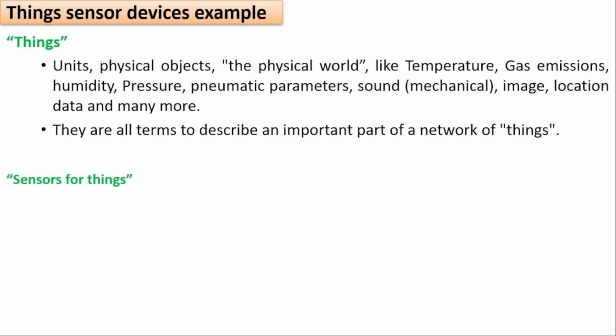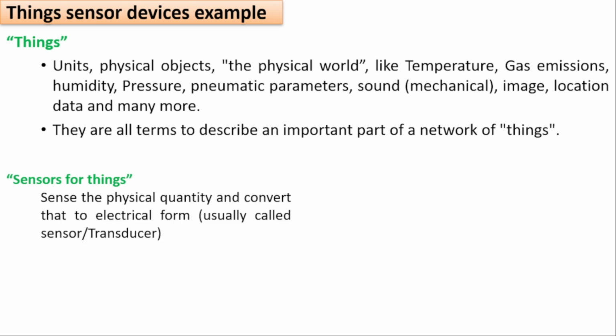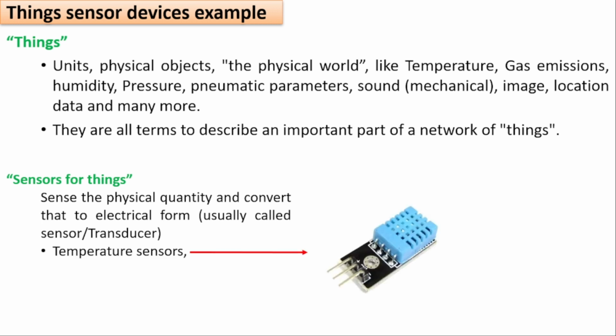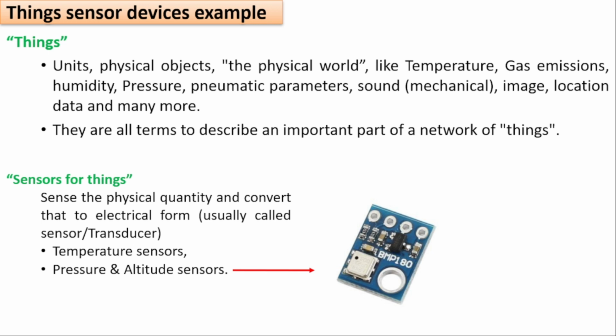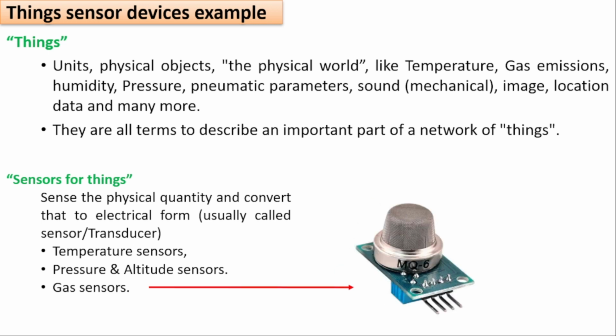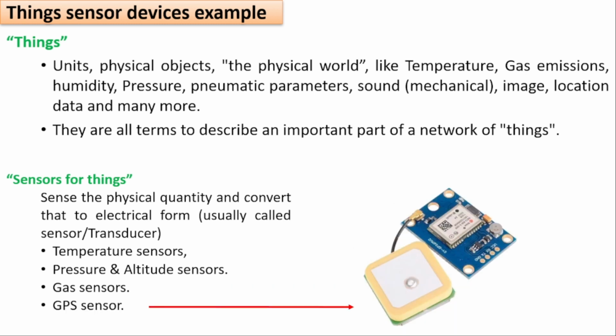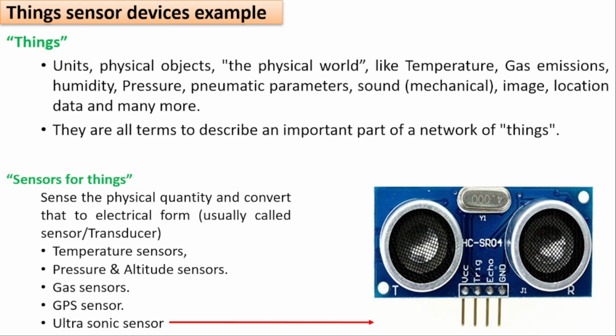Let's explore the ubiquitous sensors extensively utilized in IoT-related devices, referred to as sensors for things. These sensors detect physical attributes and transform them into electrical signals, commonly known as sensors or transducers. Examples include temperature sensors, pressure and altitude sensors, gas sensors, GPS sensors, and ultrasonic sensors.